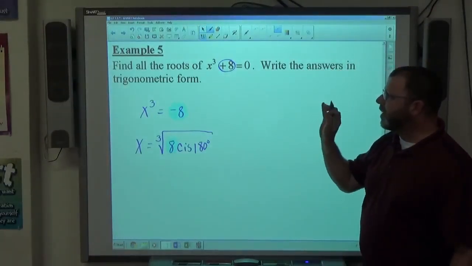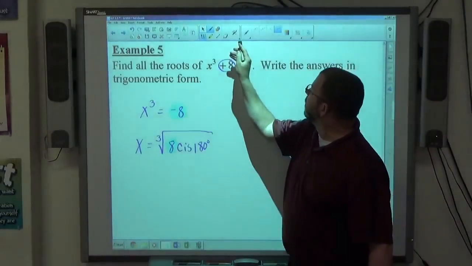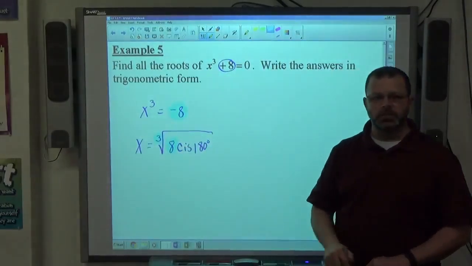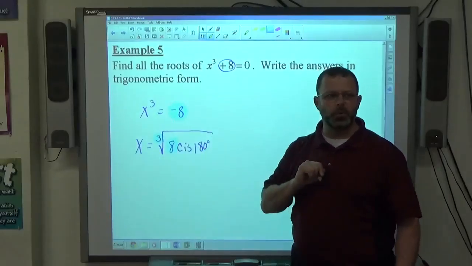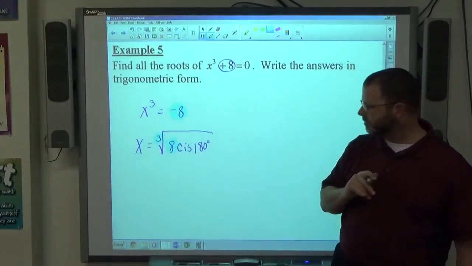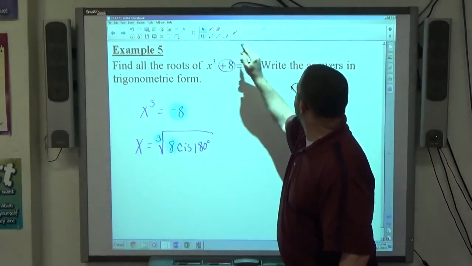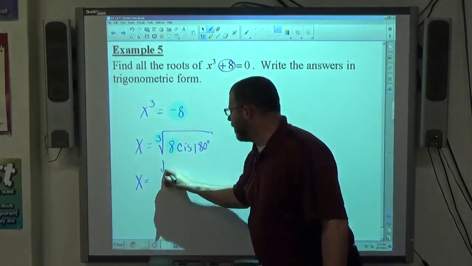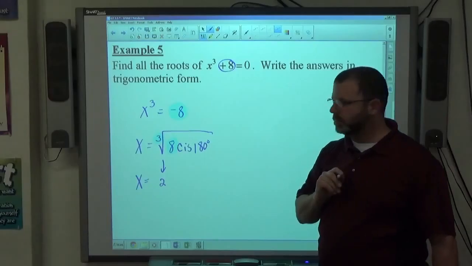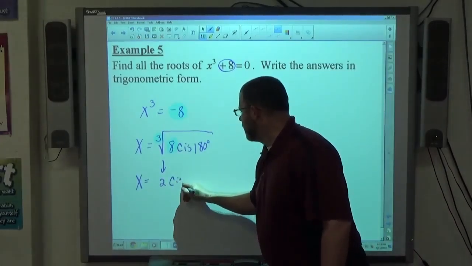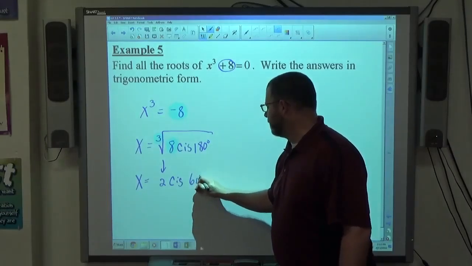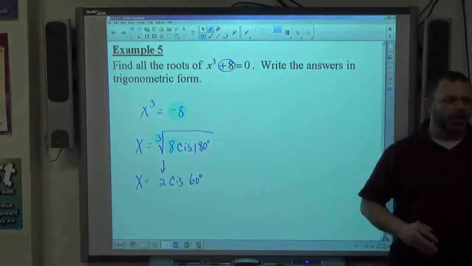So it says find all the roots, and what we want to remember from DeMoivre's theorem for finding roots is that this is how many roots there are. Whatever the root is, that's how many answers there are. The first answer is going to be the cube root of 8, which is 2. And the angle divided by the root, 180 divided by 3, is 60 degrees. That's where we find our first answer.